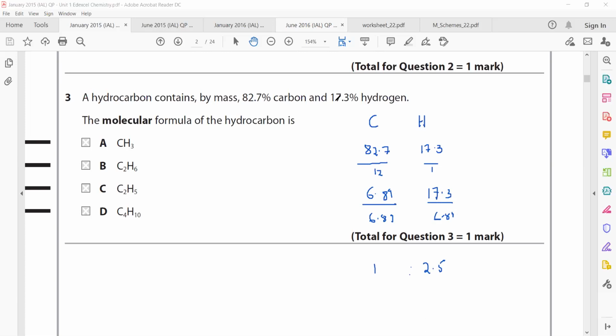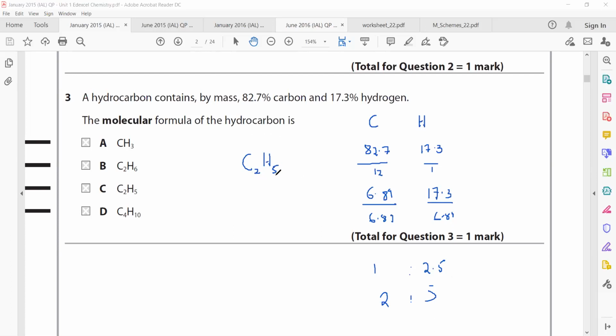But whenever one of the ratio is 1.5, 2.5, 3.5, what will we do? We'll multiply all of them by 2. So the empirical formula, because the simplest ratio should be in whole numbers. So 1 is to 2.5, the simplest ratio in whole numbers is 2 and 5. So the empirical formula is C2H5.